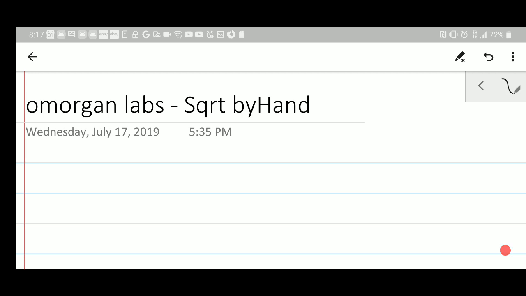And today we're going to take a square root by hand. This is the best way, I believe, to take a square root by hand. Okay, we all know the square root of 144. That equals 12.